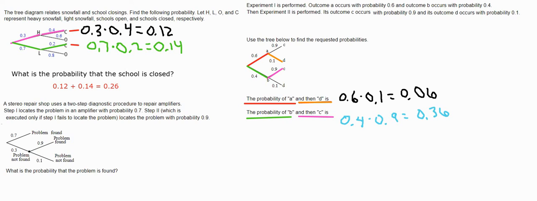The last one, a stereo repair shop used a two-step diagnostic procedure to repair amplifiers. Step 1 locates the problem in the amplifier with a probability of 0.7, and then step 2, which is only executed if step 1 fails, locates the problem with a 0.9 probability. So what is the probability that the problem is found?